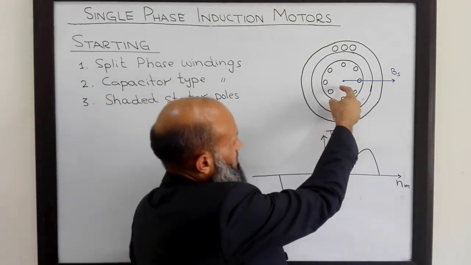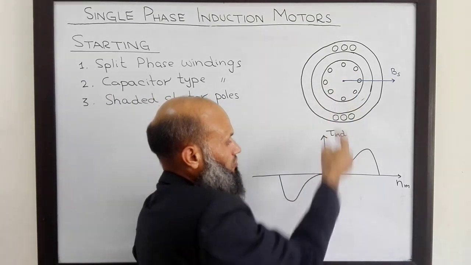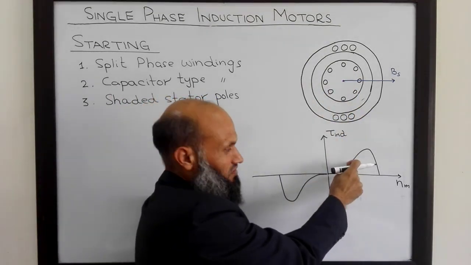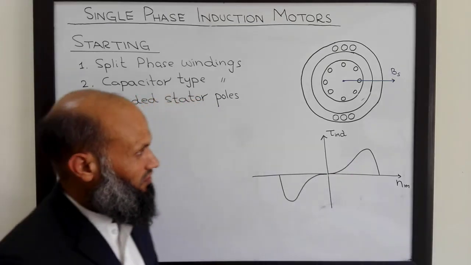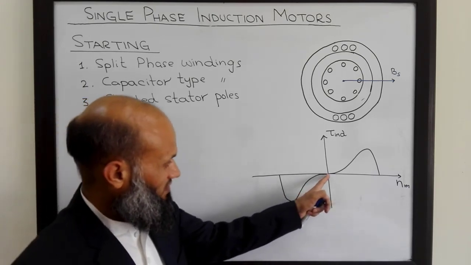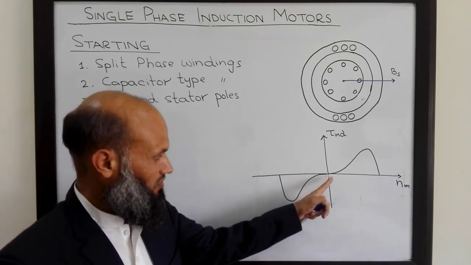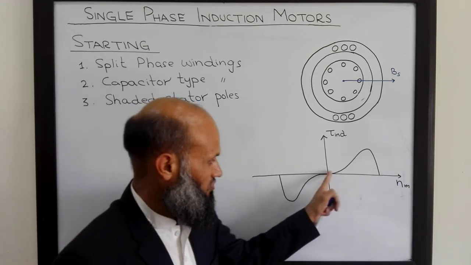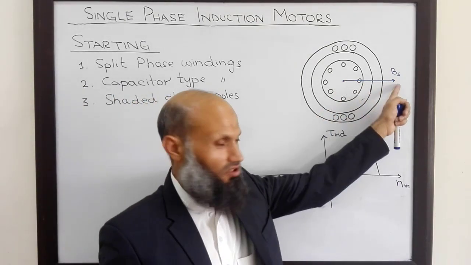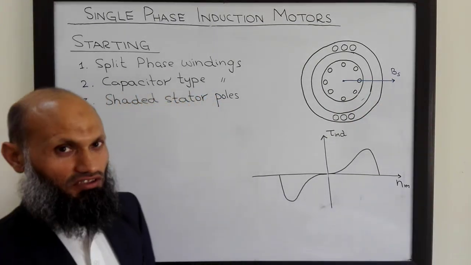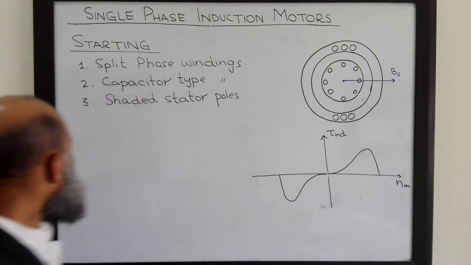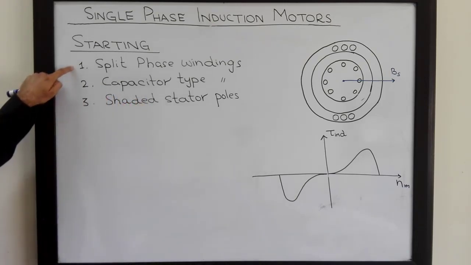However, if we give an initial push to this rotor so that it gains a certain speed, then induced torque becomes non-zero, and therefore this rotor starts rotating. So there is a problem, that is, this motor is not self-starting because the induced torque corresponding to 0 speed is 0. And secondly, since the magnitude of Bs is pulsating, induced torque is also not uniform, that produces vibrations. So here are three popular solutions.